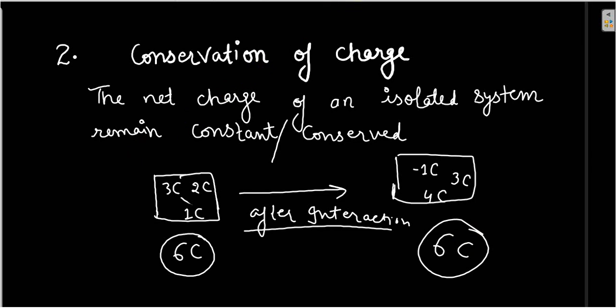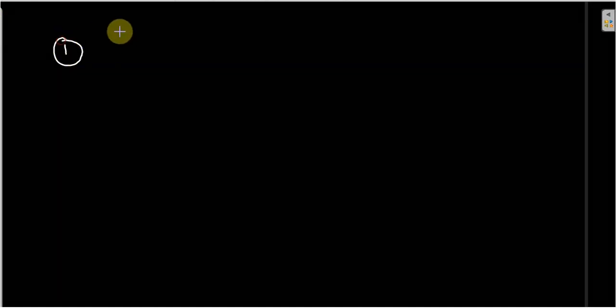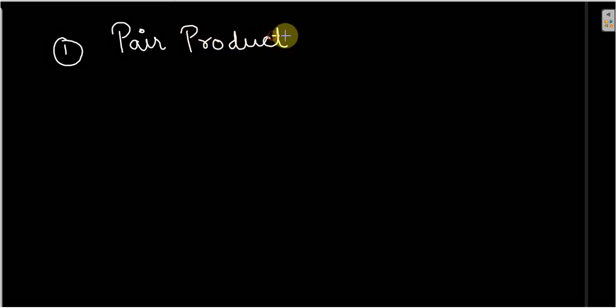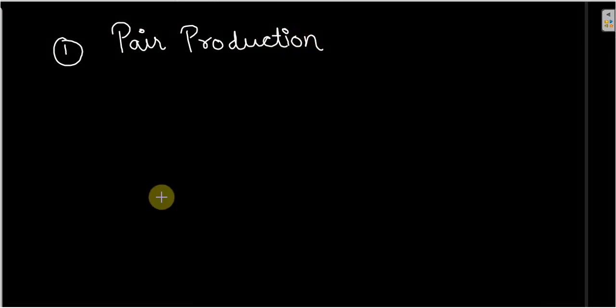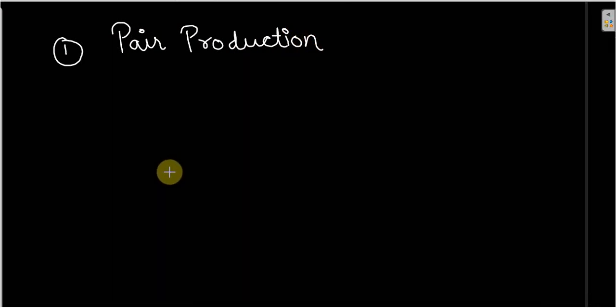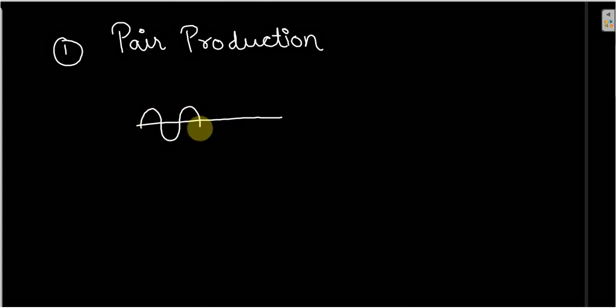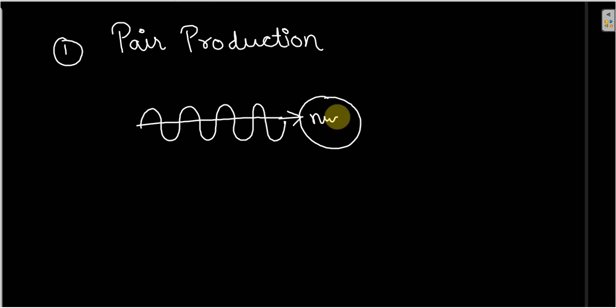The first example I will take is pair production. From the name it is clear that a pair of particles will be produced. Let us consider the total charge of a system is 0. I will take the example of light, a photon. A photon is a form of light energy. So let us consider we have a photon, an electromagnetic ray, and this ray strikes a nucleus. This is the nucleus of any atom.